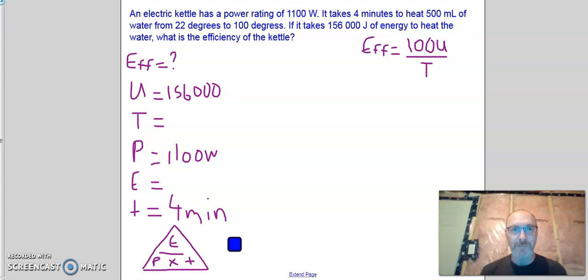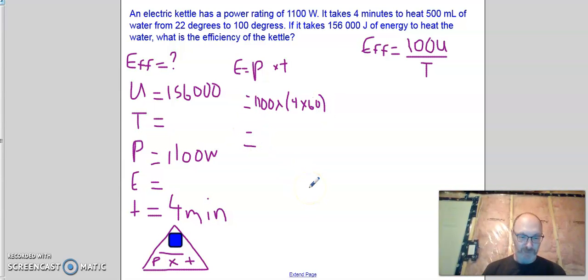So again, when you're using the power formula, you cover up what you want to find. So we want to find the energy that's being used by the kettle in total to do its job. And so we cover up E, and you're left with P times T. So energy equals P times T. So it's 1100 times the time, which is 4 minutes. But again, we have to multiply that by 60 because the power formula uses seconds.